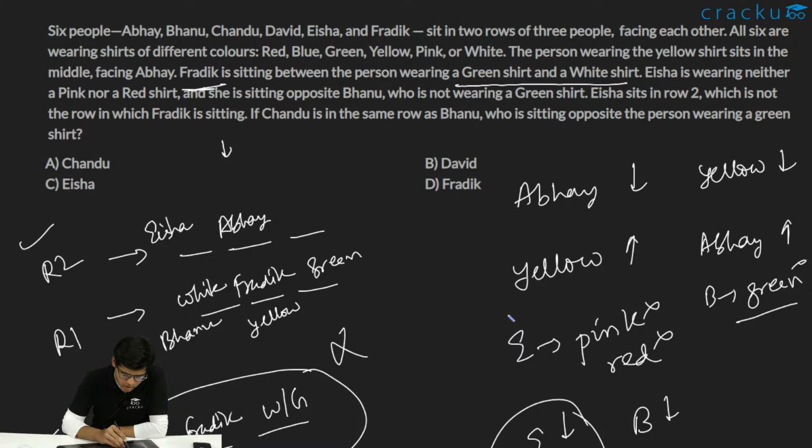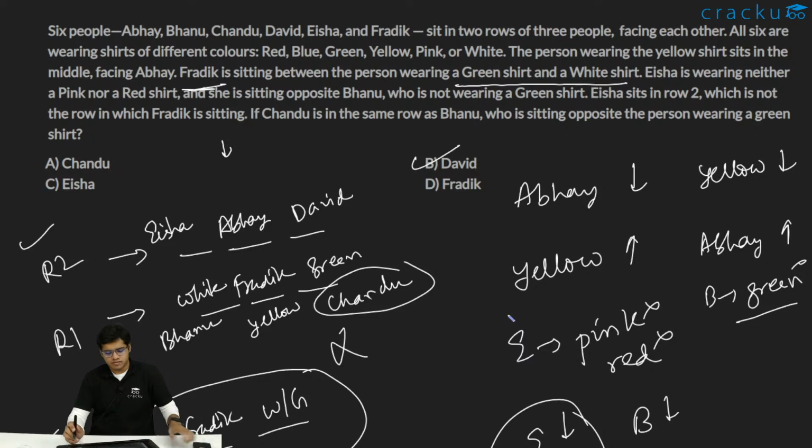And Chandu is in the same row as Bhanu, which means this is Chandu, which means this is David. Okay. Fine. So we are done with the arrangement. Question is asking who is sitting opposite the person wearing a green shirt. So green shirt is being worn by Chandu, and who is sitting opposite to Chandu? It is David. So the correct answer is option B.